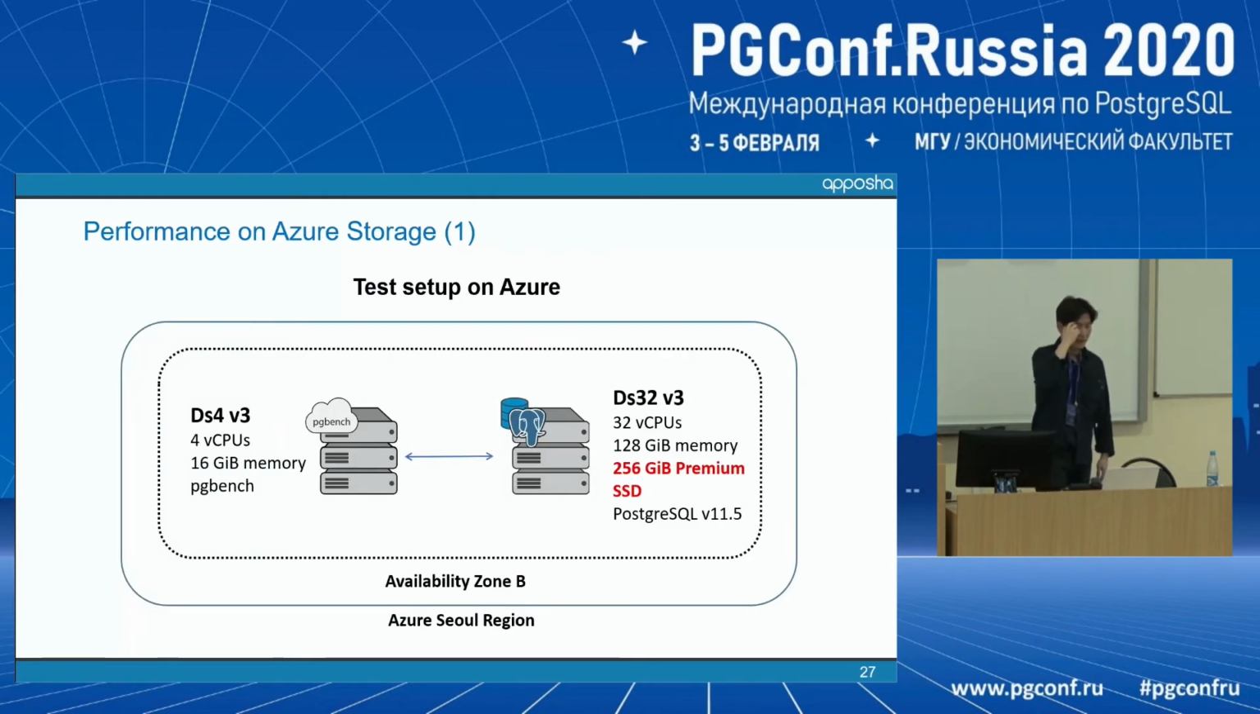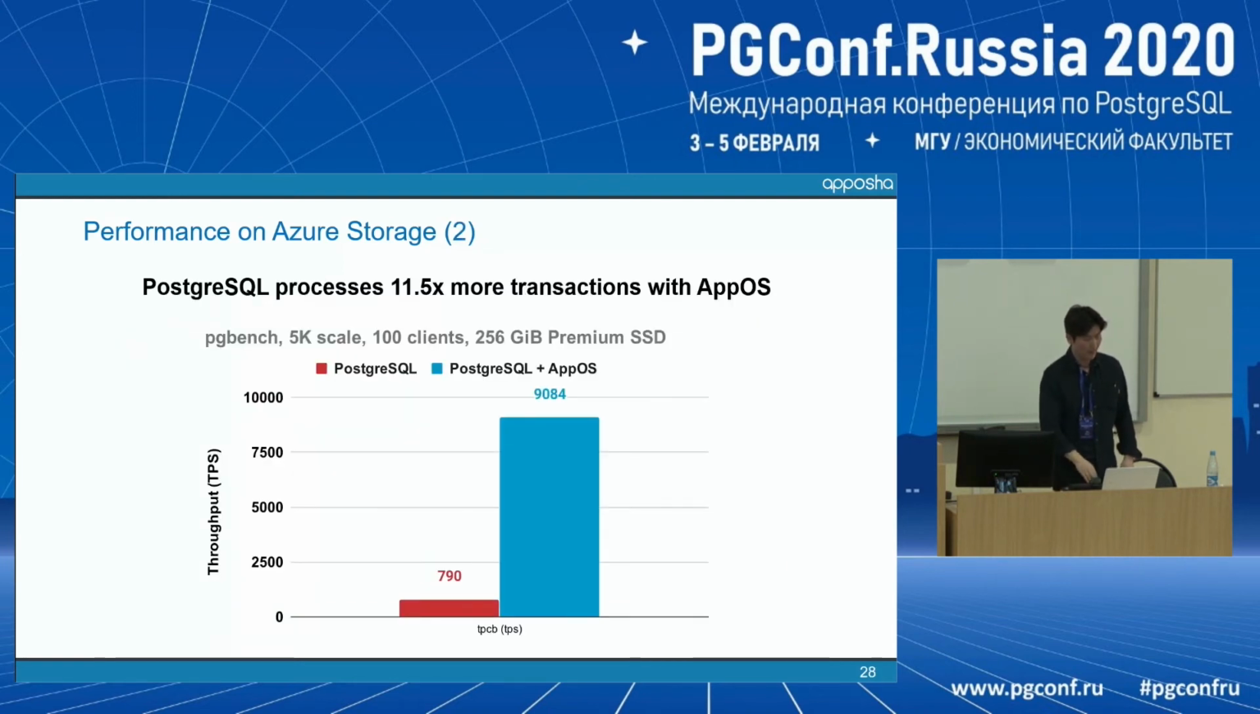And the last result on cloud is Azure Cloud. So I use similar configurations for testing, and for the storage I use 256 gigabytes of premium SSD. On Azure Cloud, PostgreSQL can process about 800 transactions per second, but with AWS enabled, it can process 9,000 transactions per second.